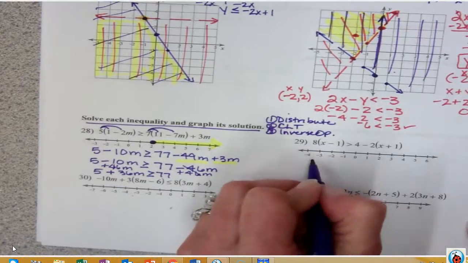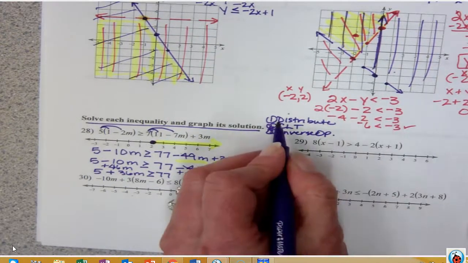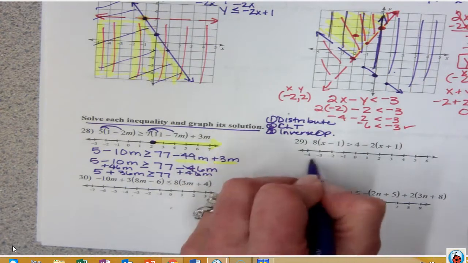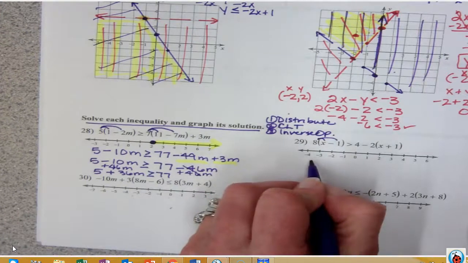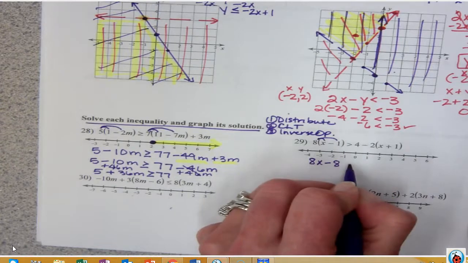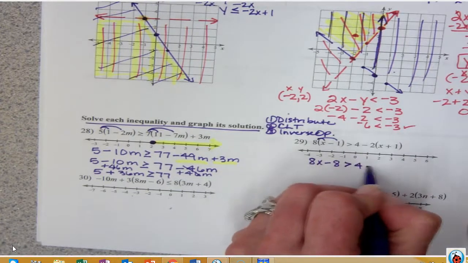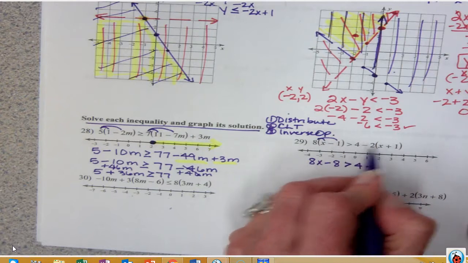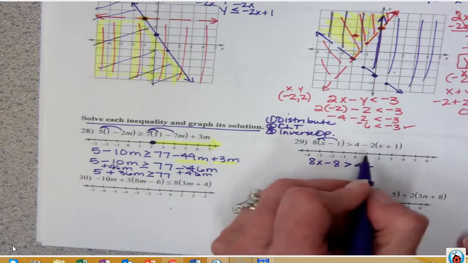Okay, next I'm going to distribute. First thing I do is distribute. Step 1, distribute. So I distribute my 8 to both of those in the parentheses. I get 8x minus 8. I bring down my greater than 4. I don't do anything with 4. Minus. And when I distribute this 2, I need to make sure I'm distributing my negative with it.